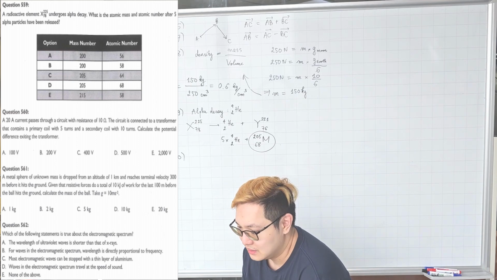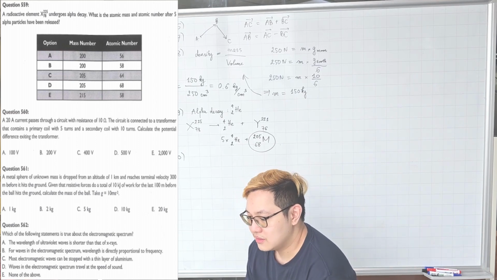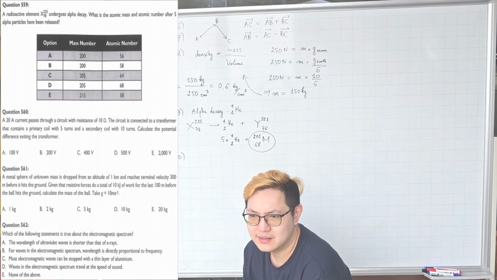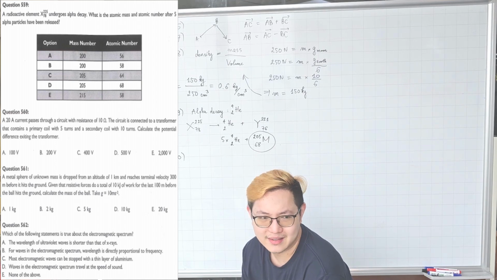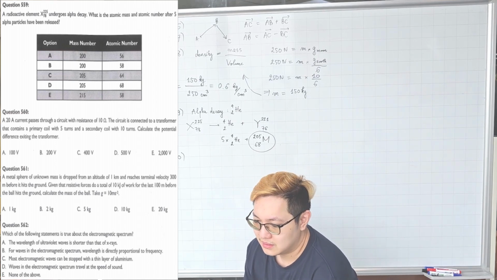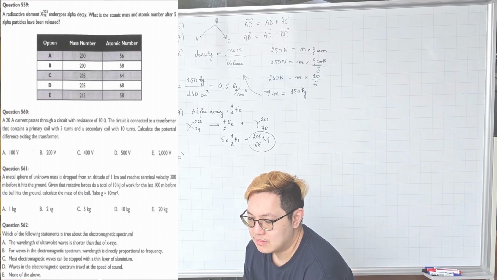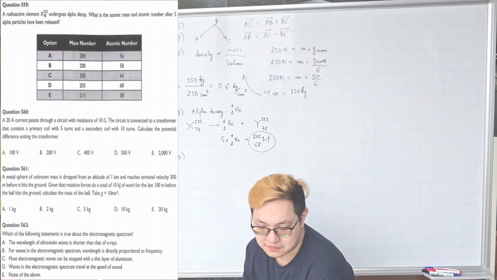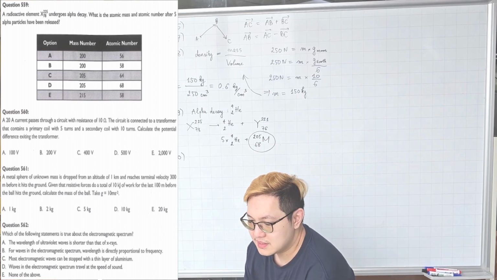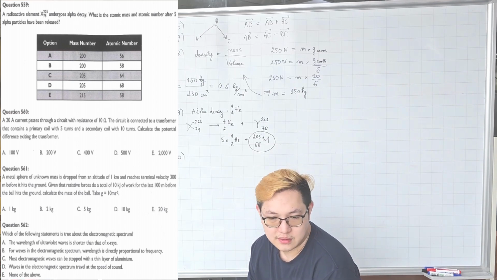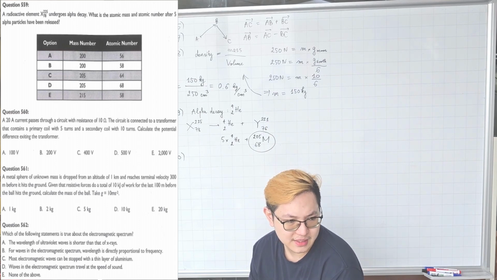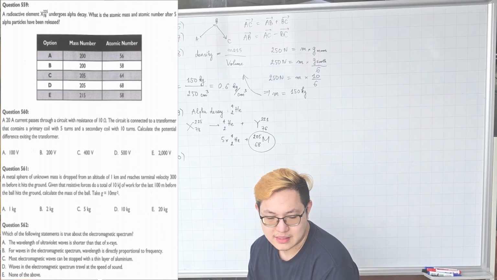Okay. So a circuit is connected to a transformer, which contains a primary coil with 5 turns and a secondary coil with 10 turns. So it means that the voltage is going to increase by 2 times.